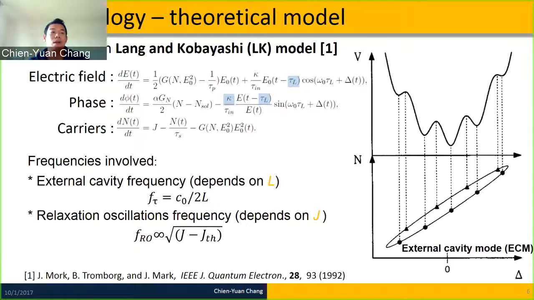This is a theory describing the external cavity semiconductor laser. Basically, it was developed by Lang and Kobayashi, these two guys. We basically describe the system with three parameters. We have the electric field, we have the optical phase when the feedback light is entering the semiconductor, and we have the carriers or carrier number, which is related to the voltage measurement, as I described in the previous slides.